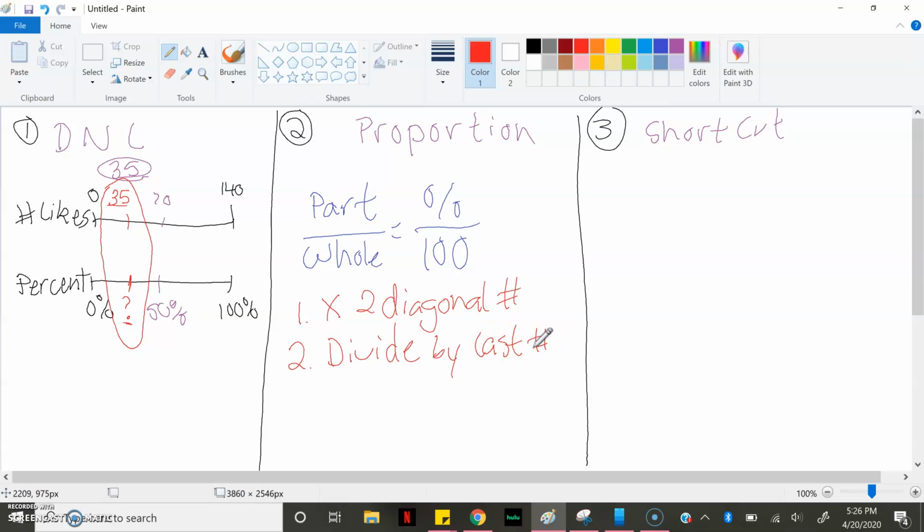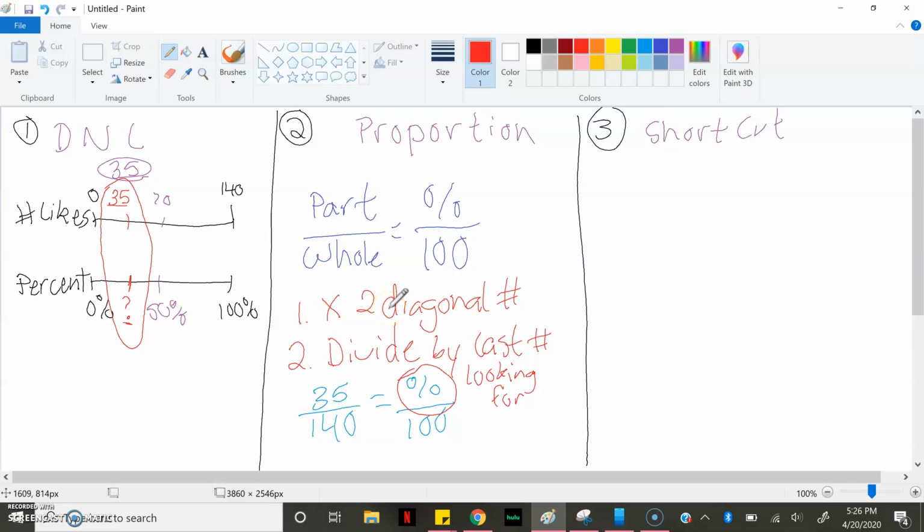So we know there were 35 likes and 140 total views. So if we think about what's the part and what's the whole, well, the part is going to be how many likes we had. So 35 likes out of 140 total views equals our percent out of 100. And we leave this just as a percent sign because this is what we're looking for. The question asks us to calculate the percent, so we don't know it. We don't have a number to fill in there.